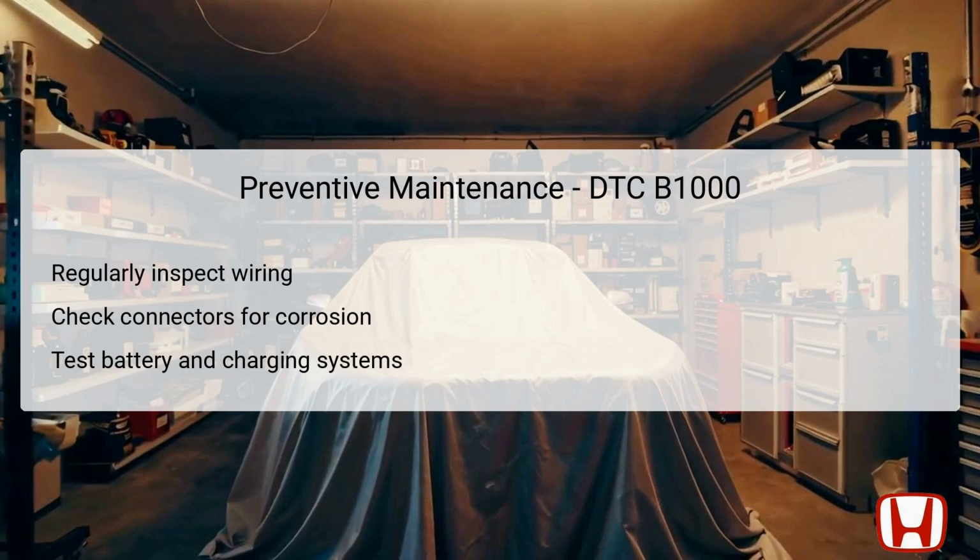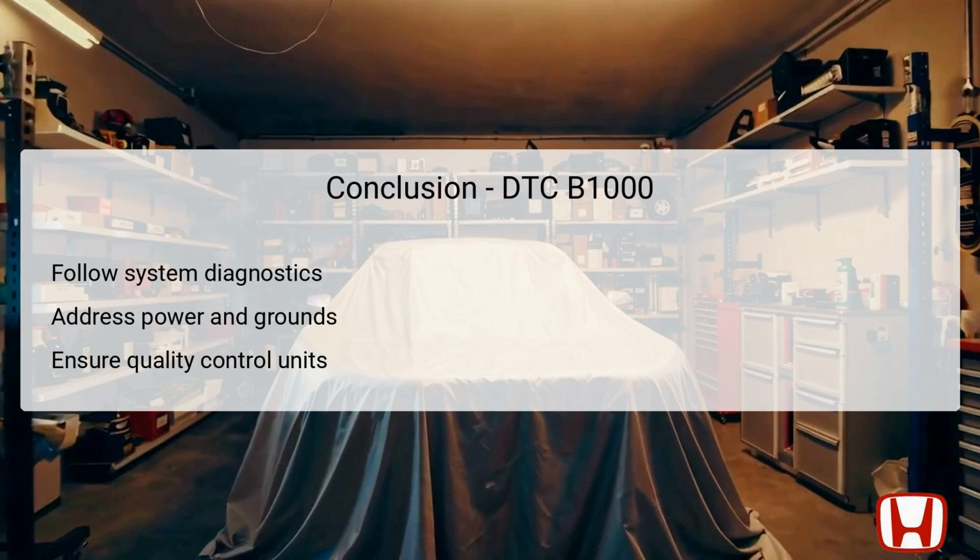Additionally, it's important to regularly test the vehicle's battery and charging systems, as a weak battery can exacerbate electrical communication issues. Implementing these strategies can greatly enhance the reliability of the vehicle's electronic systems and prevent similar diagnostic trouble codes from reappearing. In conclusion, DTC B1000 represents a significant communication circuit error within Honda Civics manufactured between 2006 and 2011.